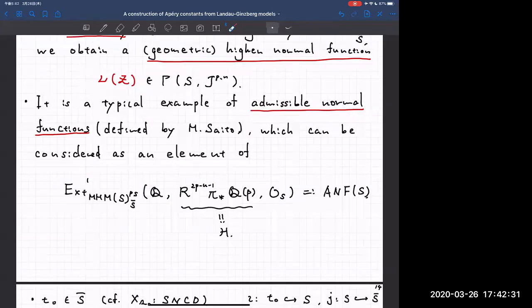Very formally, the definition of an admissible normal function is given by Morihiko Saito by using the theory of mixed Hodge modules. It can be considered as an element of the following, a little bit complicated, group: the extension class of mixed Hodge modules over S, such that it is polarizable and smooth relative to the closure S bar, and the extension class of R^{2p-n-1}π_*Q(p) tensored over O_S with Q. For simplicity, I want to write it as ANF(S).